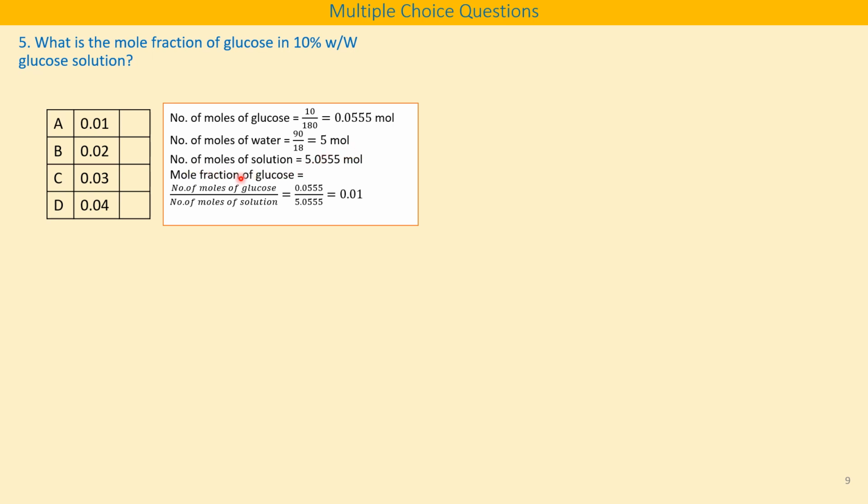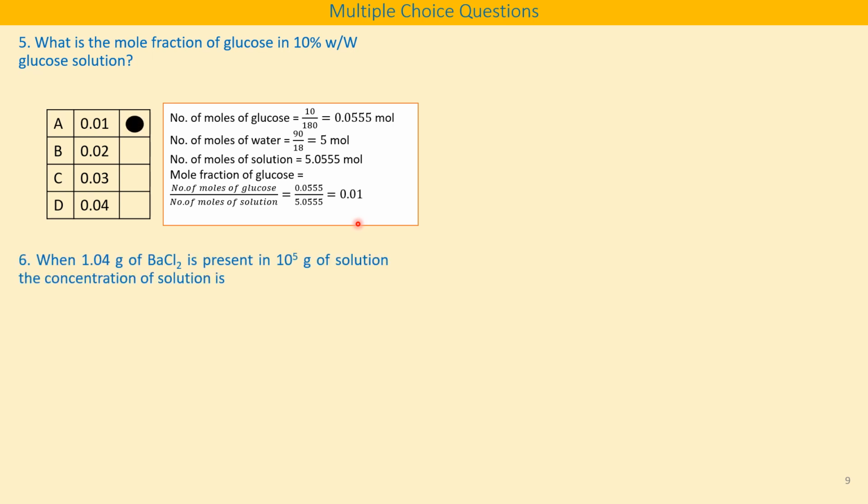Therefore, the number of moles of solution will be equal to 5.0555. That is this plus this, equation 1 plus second equation. So therefore, mole fraction of glucose will be equal to number of moles of glucose divided by number of moles of solution. Therefore, that is 0.0555 divided by 5.0555. That is equal to 0.01. So let us mark it.